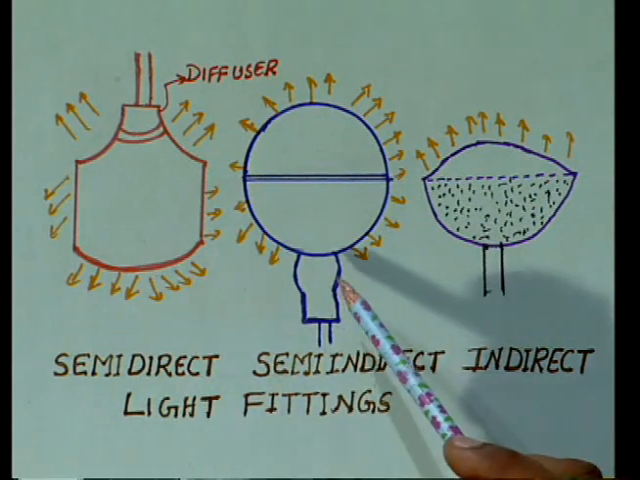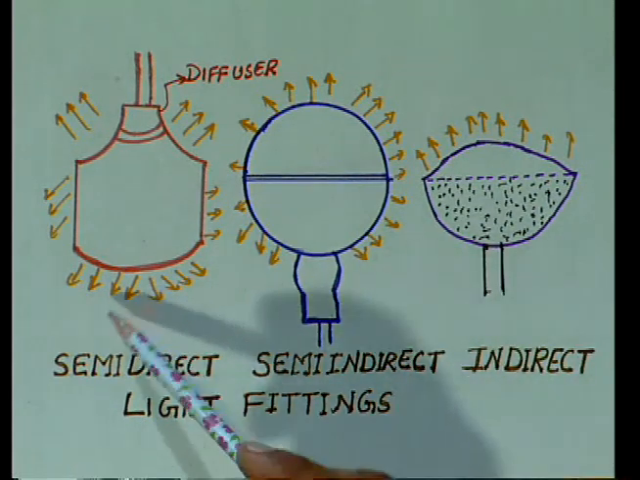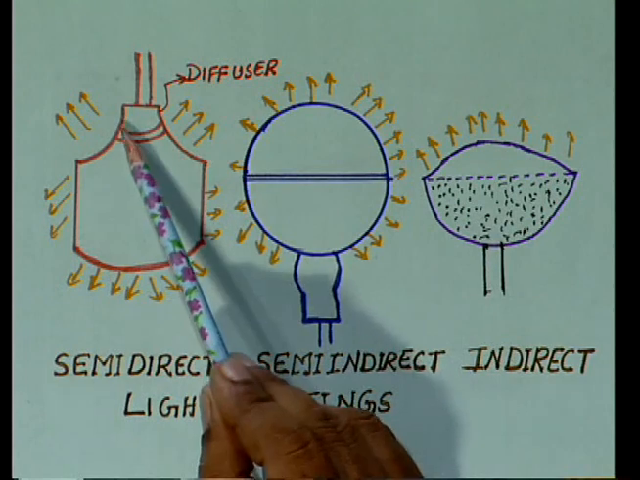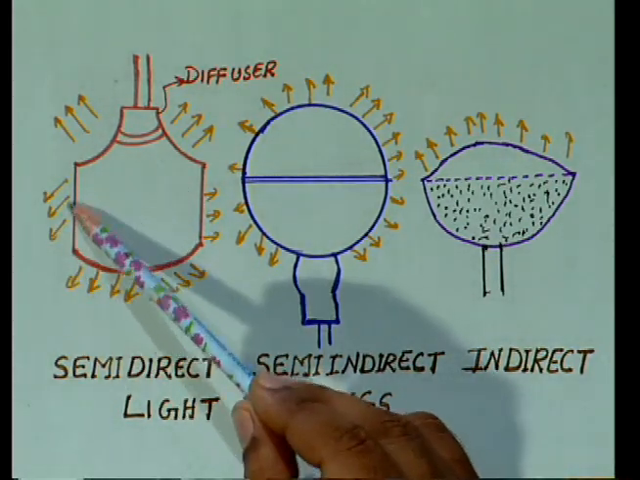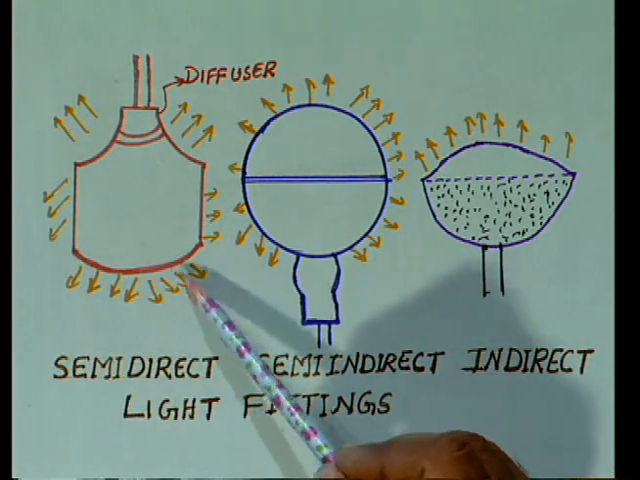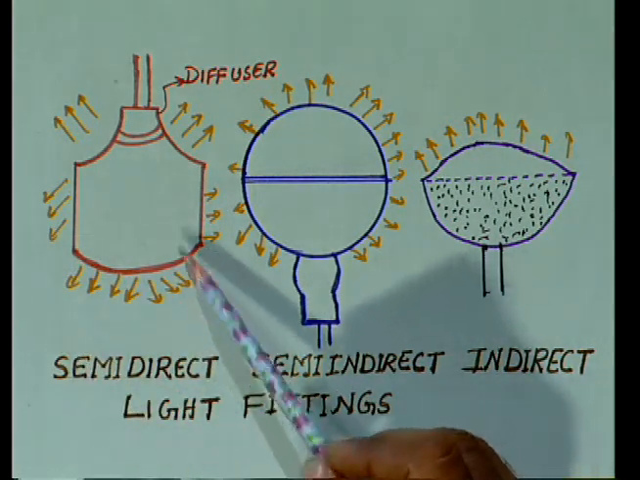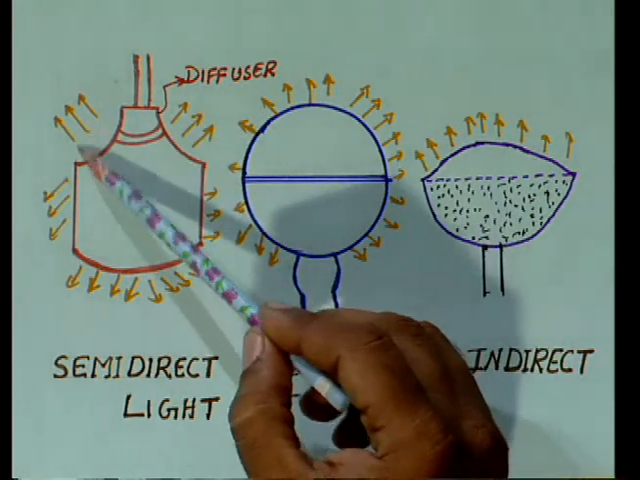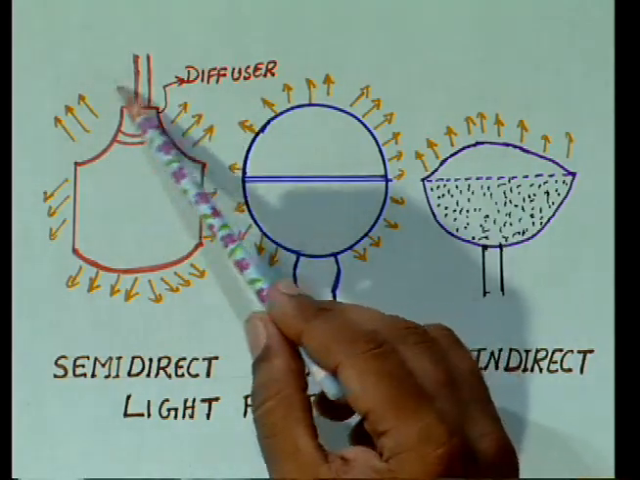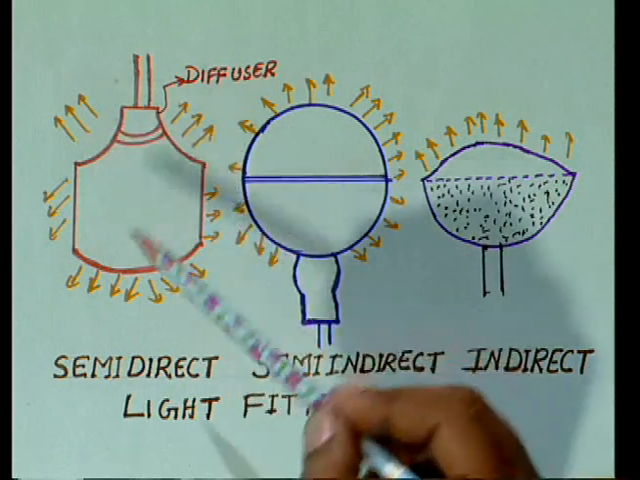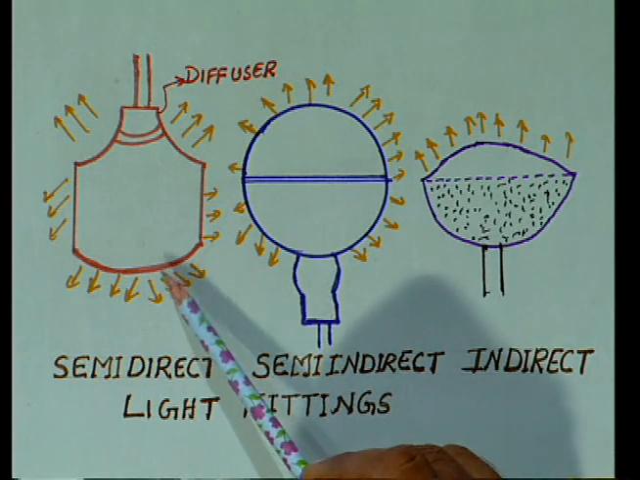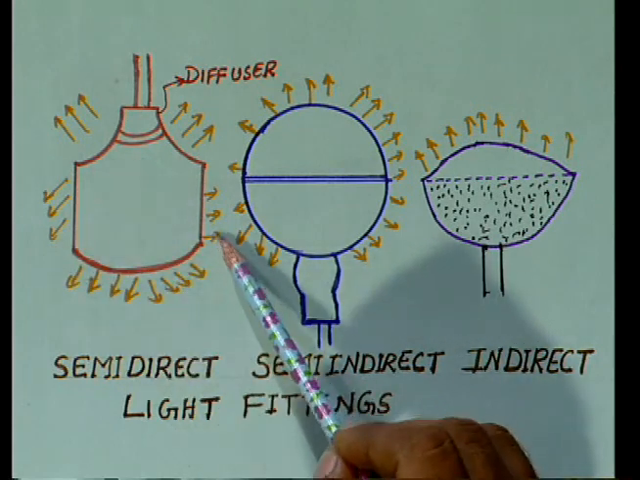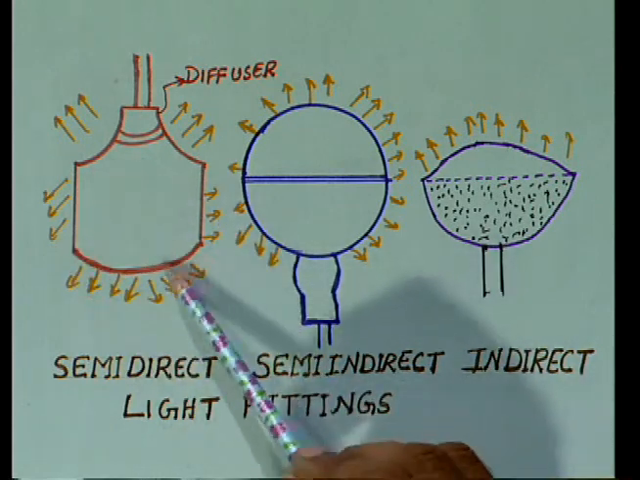This is a semi direct light fitting, the semi indirect and indirect. In semi direct fitting, this is called transient reflector, meaning only these rays or this light will be falling on the object, whereas this light will be thrown out to the hemisphere upwards. This is not useful, only this is useful on the object. So, this is called transient reflector. In semi direct light fitting, transient reflectors can be used.